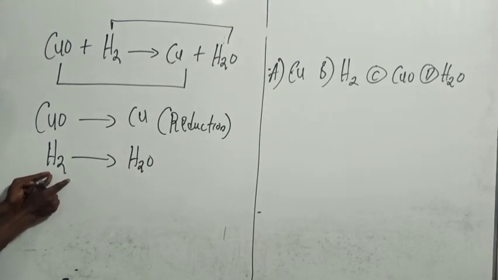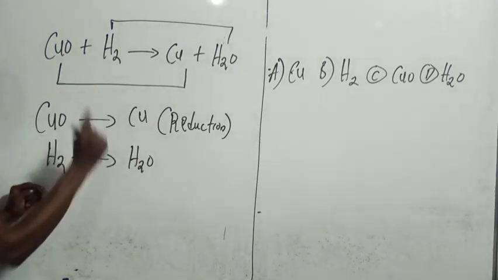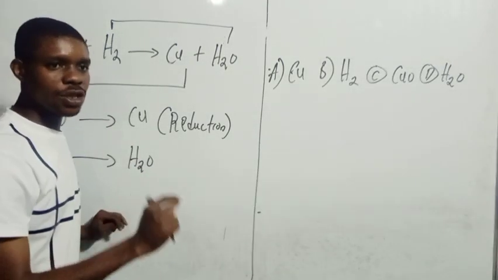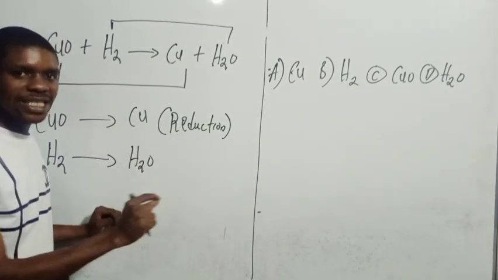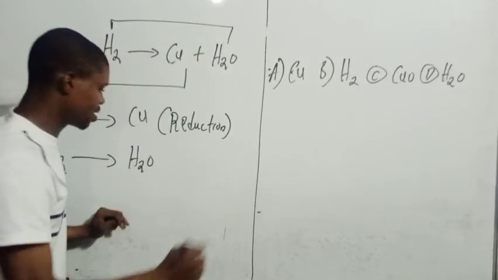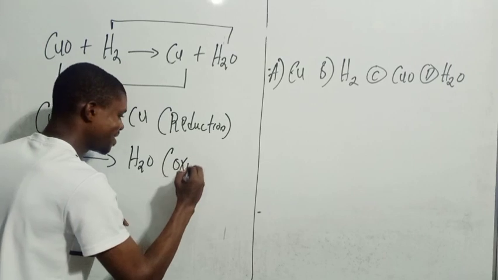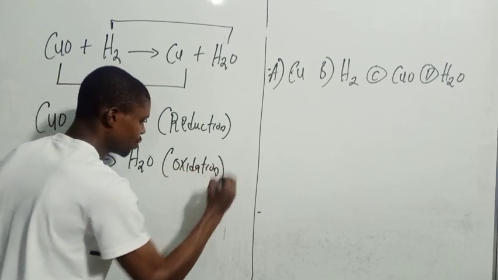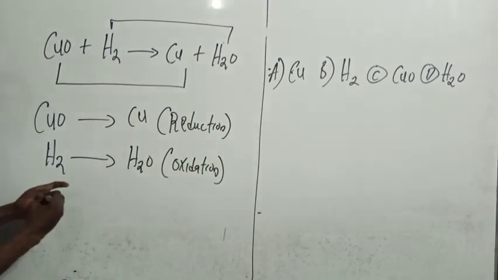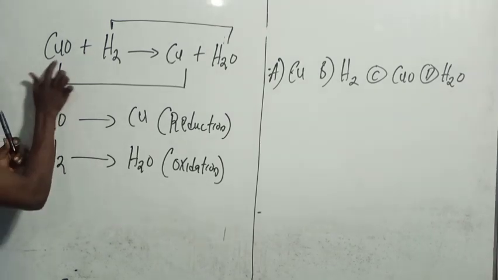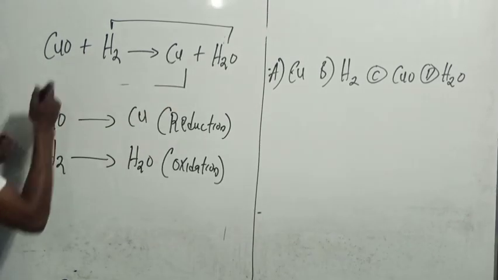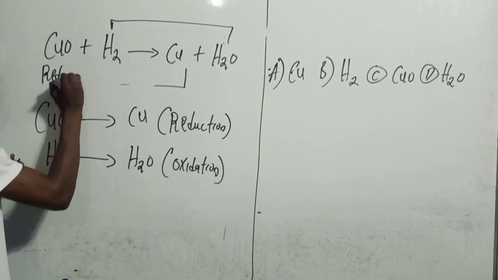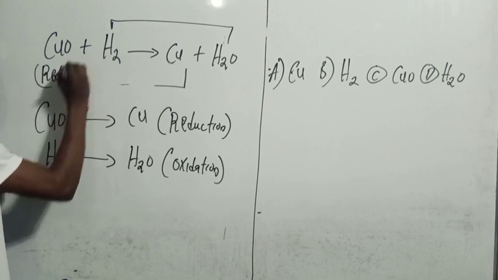On the other hand, for this hydrogen, there's an increase in oxygen. Here we have no oxygen, and here we have one oxygen. Remember I told you that oxidation is the increase or addition of oxygen. So here we have oxidation. It means that this one undergoes reduction. You have to understand this.